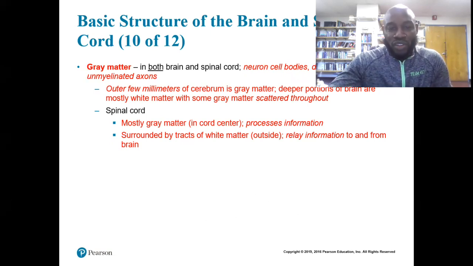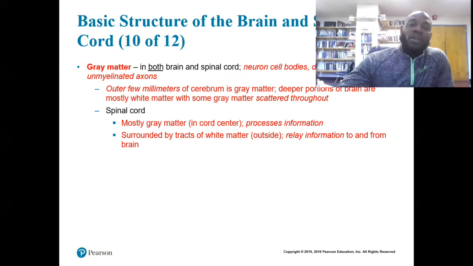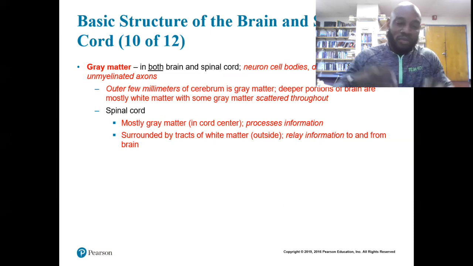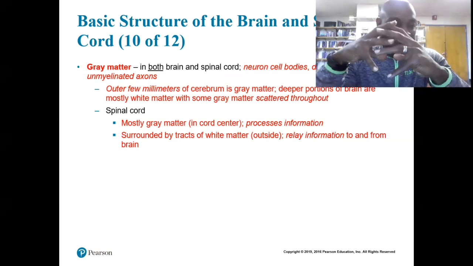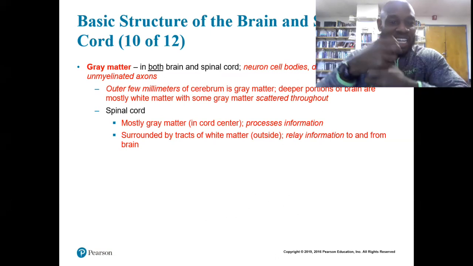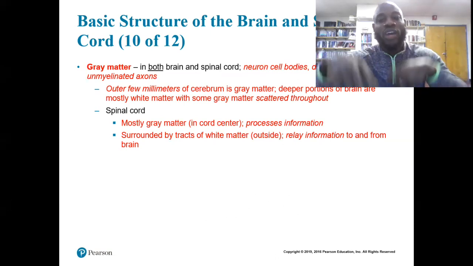The outer few millimeters of the cerebrum is gray matter. Deeper portions of the brain are mostly white matter. The spinal cord is a little different. It's mostly gray matter in the cord center, which processes information, surrounded by tracts of white matter on the outside. So they're just reversed. The brain has gray matter on the outside, white matter inside. The spinal cord has gray matter inside, white matter on the outside.